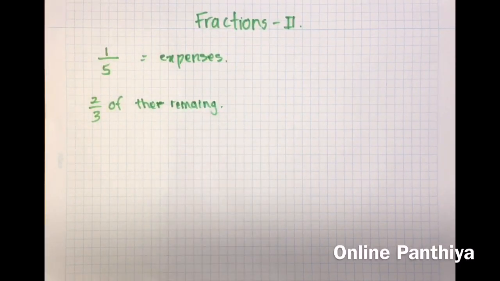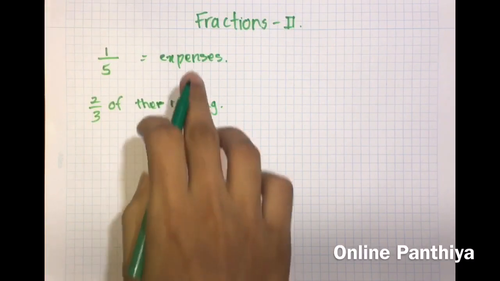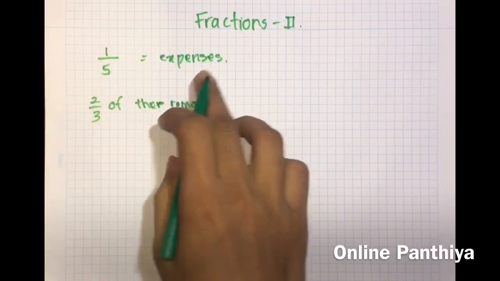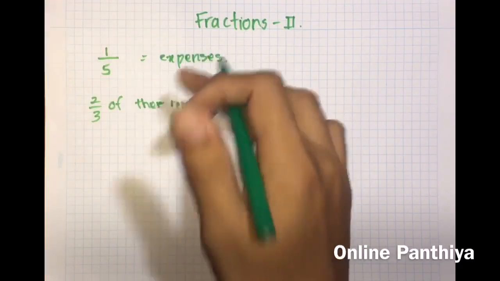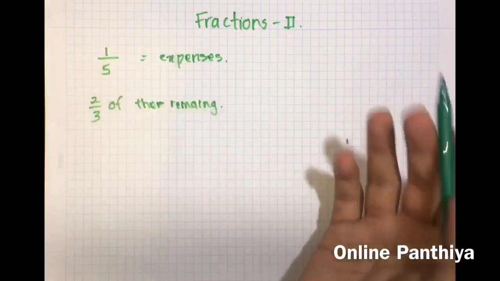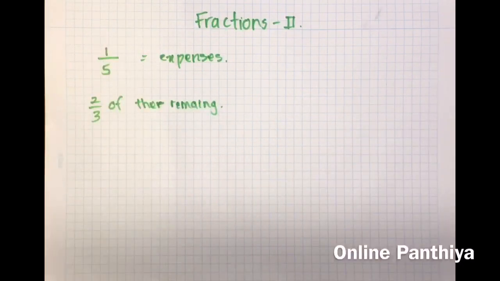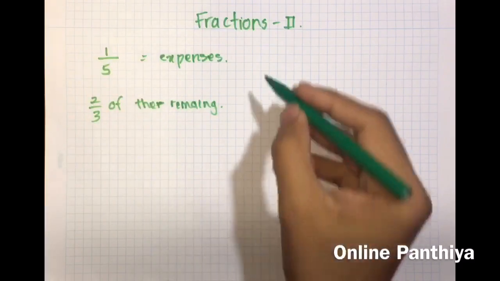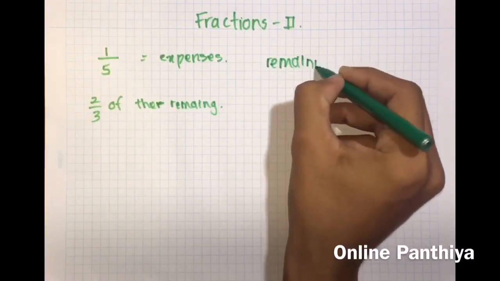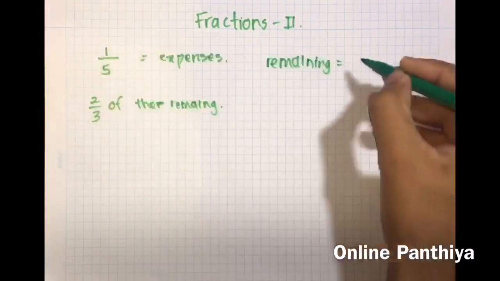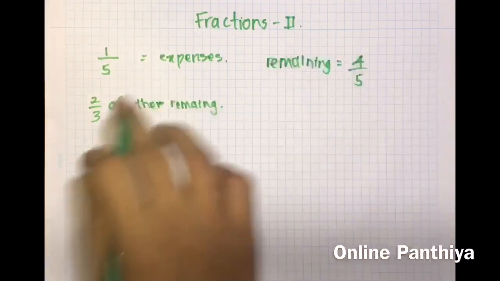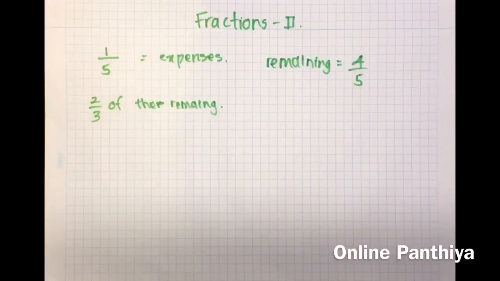Now the main difference here is that first, since you know 1/5 of the full salary is for the expenses, from this you have to find the remaining. If 1/5 is for the expenses, what is the balance? That you already know how to find. To find the remaining part, you have to subtract, and it will be 4/5. Out of these 4/5, 2/3 is the remaining part.